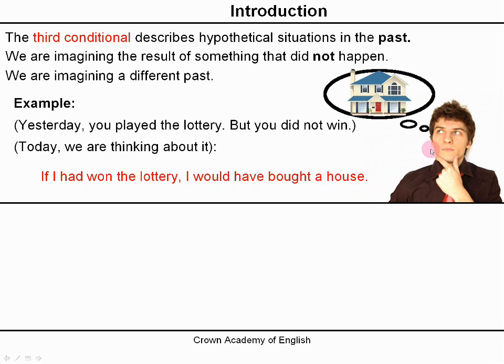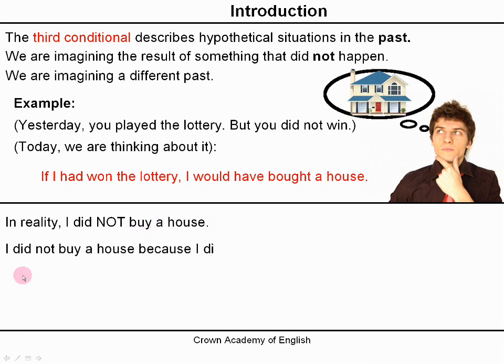Okay, so you can see the person is imagining the past. He is imagining a different past. Because in reality, I did not buy a house. And I did not buy a house because I did not win the lottery.